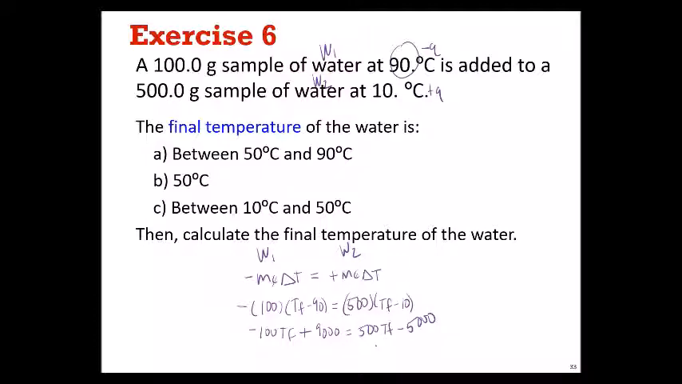So then we end up with 600 Tf over here. If I add that to both sides, this would be 14,000. Just moving this variable over here, that variable over to that side. Divide those two, and then your final temperature, I think it comes out to being 23.333. These both have two significant figures, so I would just make it have two, so it would be 23 degrees Celsius as the final temperature that we would record.